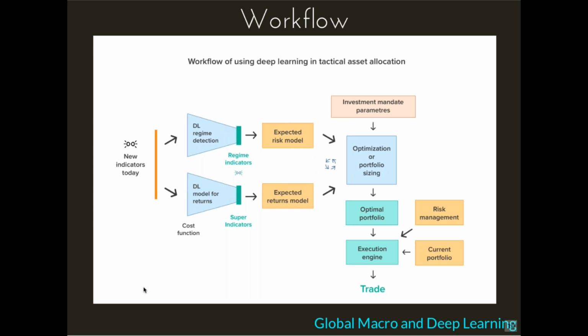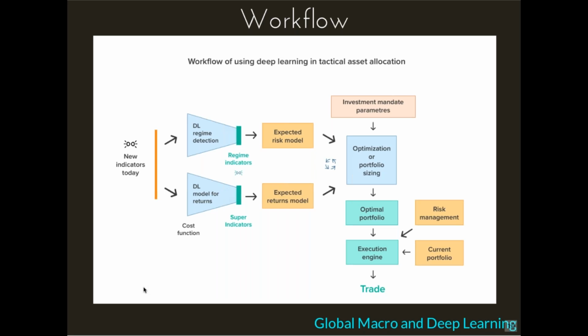Apart from a deep learning model for summarizing indicators towards getting a better expected returns model, we have a separate deep learning process, a feed-forward neural network, to figure out the current market regime. Another way to describe a market regime is the expected risk. How risky do I think different asset classes are, different strategies are, how much correlation am I expecting between asset classes, all of that.